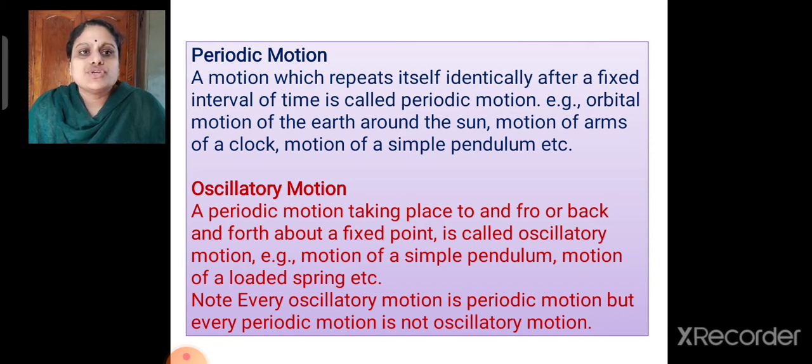A periodic motion taking place to and fro or back and forth about a fixed point can be called oscillatory motion. Examples: motion of a simple pendulum, motion of a loaded spring, etc. Please note that every oscillatory motion is periodic motion, but every periodic motion may not be oscillatory.